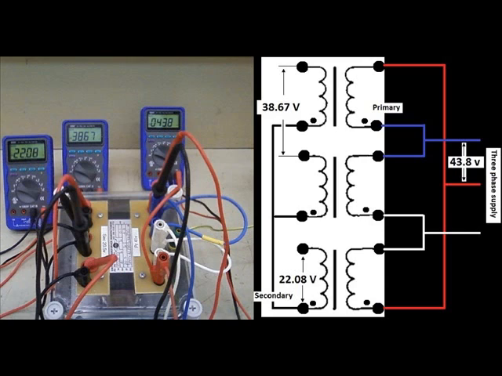So in this case, our voltages are measured at 43.8 for the line voltage, which is the same as the phase voltage, of course, for the delta primary. And then we have measured the 22.08 phase voltage on the secondary and 38.67 line voltage on the secondary step down of the winding.